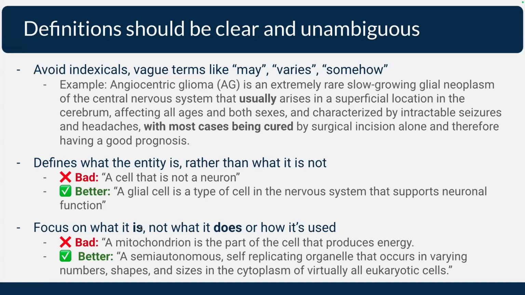Similarly, focus on what it is and not what it does. So mitochondrion, definition: avoid saying things like the mitochondrion is the part of the cell that produces energy. Instead, really try to focus: this is an organelle, and this is what it is composed of. And then you could add something, maybe depending on your context, about energy producing, but try to define a term by what it is and not what it does.